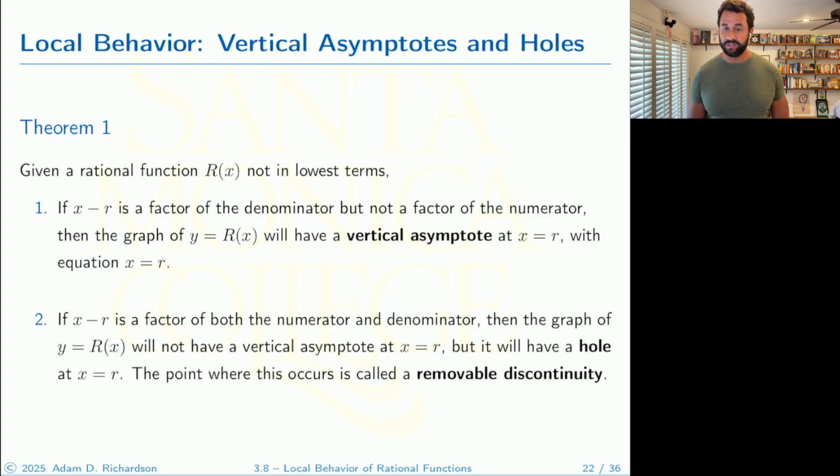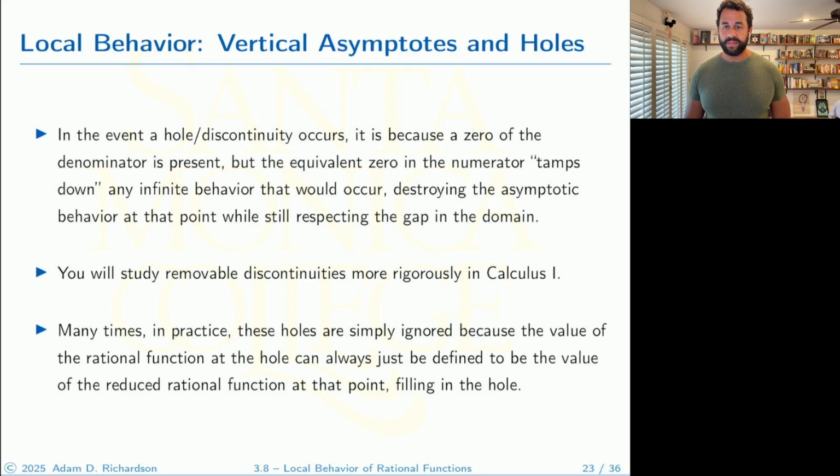We're going to see an example in just a moment here. But essentially, if you've got x minus r in the top and x minus r in the bottom, then you're just going to have a hole at that point in the graph. You will not have that asymptotic behavior. You won't have that vertical limiting behavior. There's a reason for that, so let me give you some intuition.